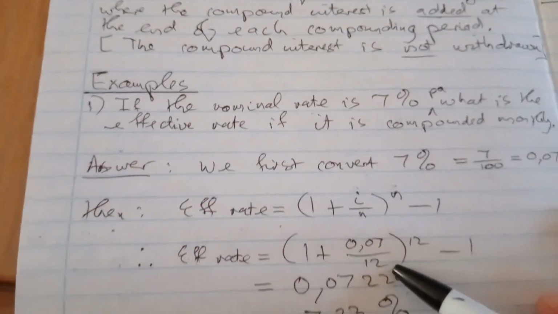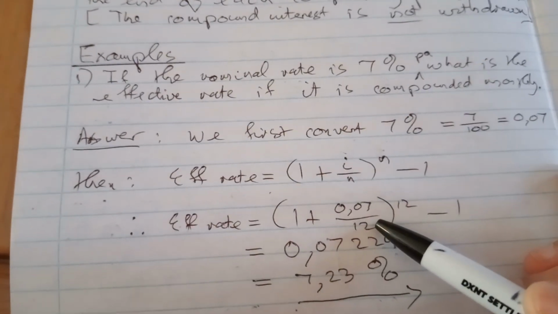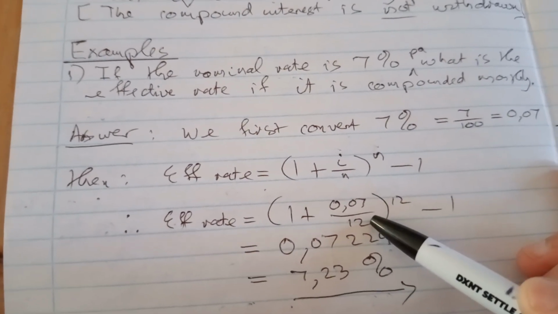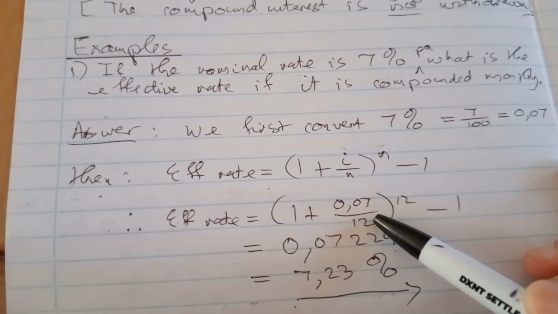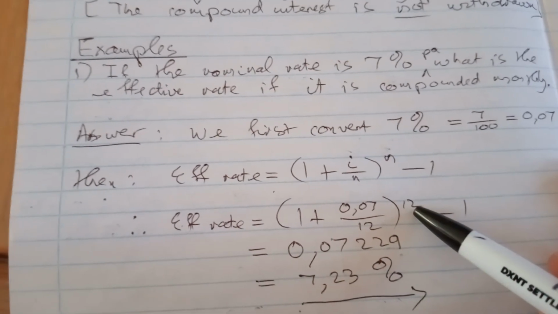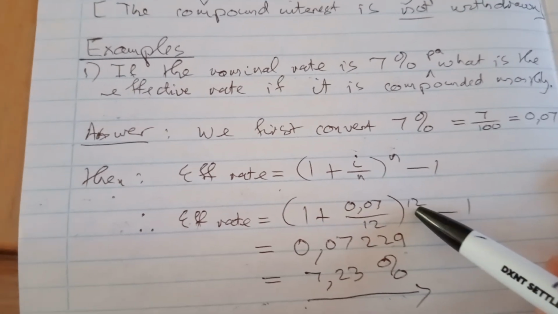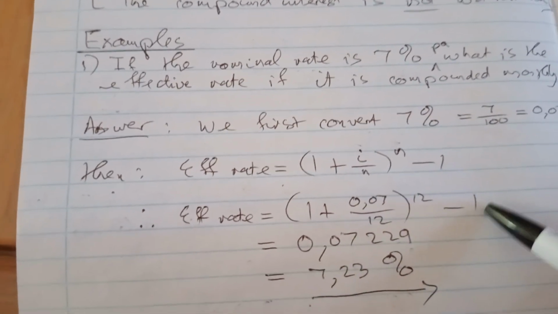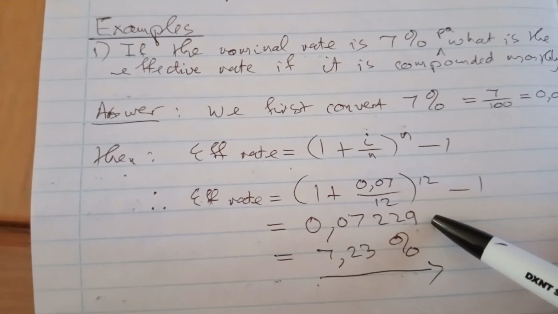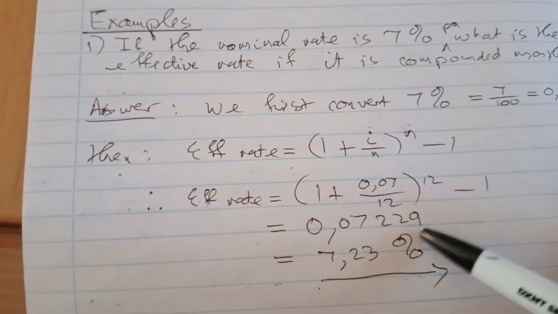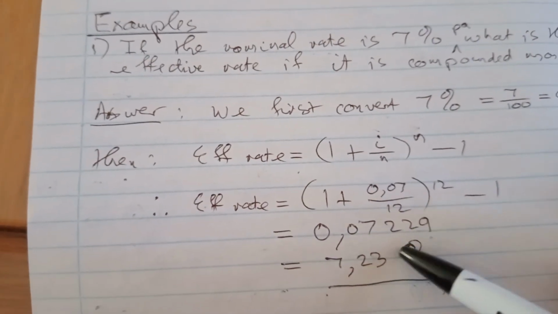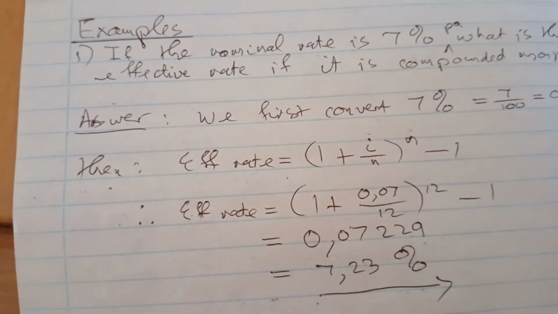And that 12 is the number of periods in a year that it is compounded by. So it's monthly, so the 12 months in the year. And then it's raised to the power of 12 because there are 12 months in the year, minus 1. And there we get our rate of interest, and then we convert that. Remember, we've got to round off to 2 decimal places. So because of the 9 there, that becomes 7.23%. That is the effective rate.